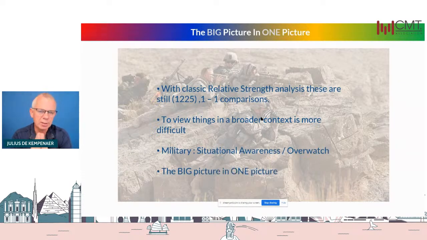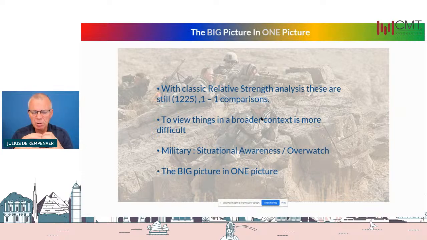Because what we're using there on those individual charts is what I call classic relative strength analysis. These 1225 are all one-on-one comparisons. 1225 charts that compare one stock against another, one stock against another, etc., etc. To get that broader context, to get that broader picture is much more difficult.